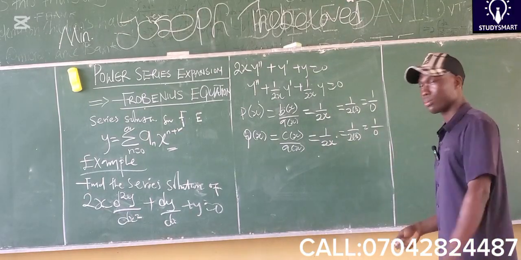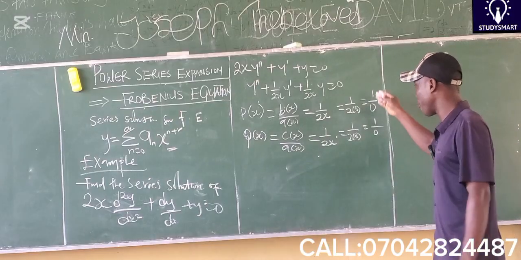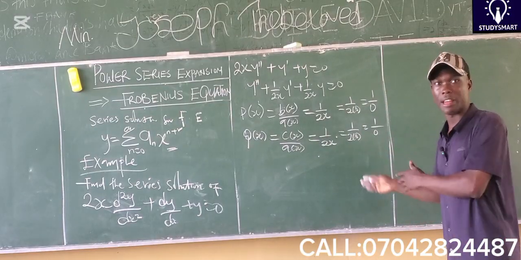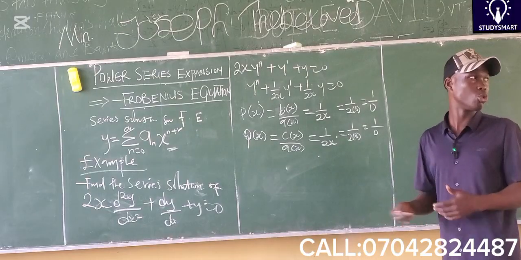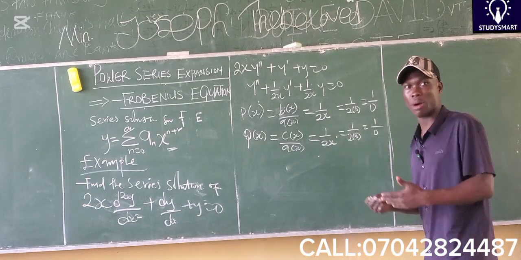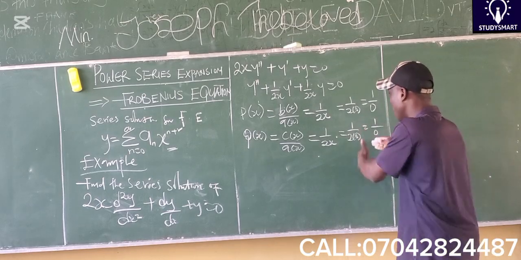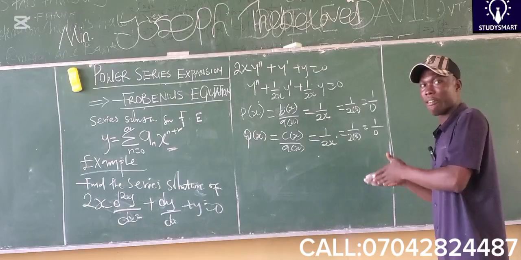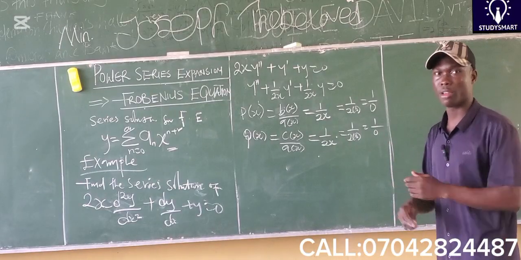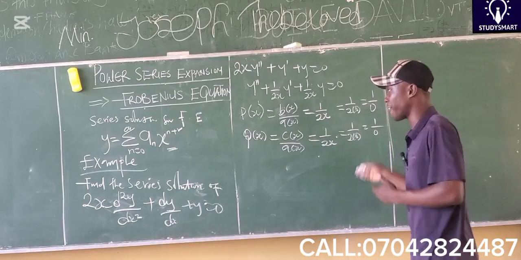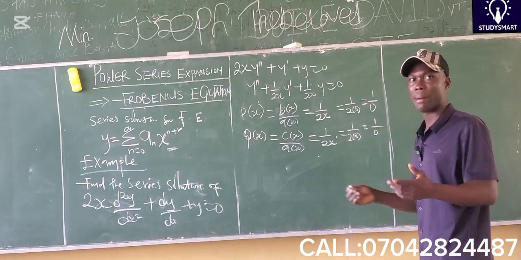What are we going to do when we have an indeterminate solution for p of x and q of x? We are not going to be working with this guy, but rather we are going to convert the indeterminate function to a determinate function, meaning that I am going to convert this infinite function to a finite function. How am I going to do that?